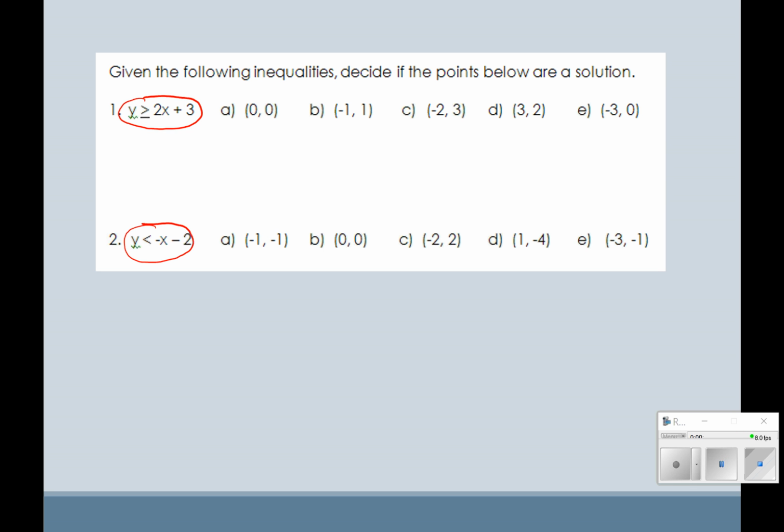So what I want you to do right now is, I've got 5 different points, and I want you to check each and every one of them and see if they are a solution to that inequality. So remember, put 0 in for x and 0 in for y, and see if you get a true statement. Then put -1 in for x and 1 in for y and see if you get a true statement. Go ahead, pause the video real quickly and do that, and then you can check your answers when you are finished.